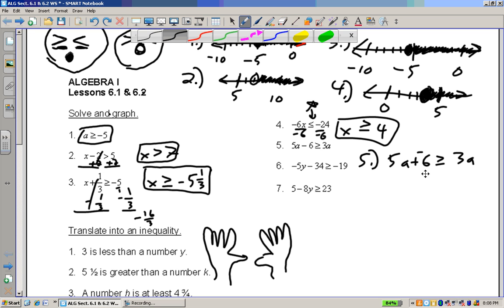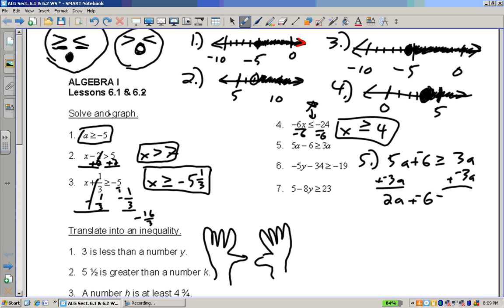Then get all your variables onto the same side. Well, that's the essential step here. You can choose either 3a or 5a. It doesn't matter which one. We're going to get rid of it by adding its opposite. We're going to add negative 3a to both sides. 5a plus negative 3a is 2a. It's going to be 0. Then get all your variables onto the same side.